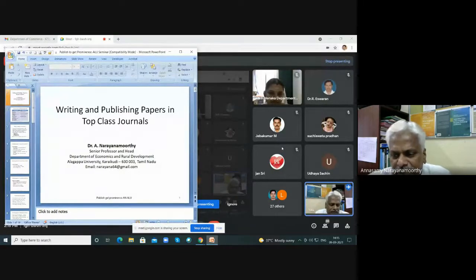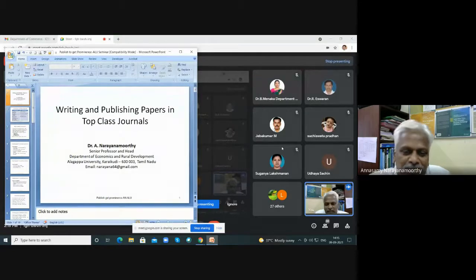Normally, when I review papers, I see this: when the introduction is good, the other parts will also be good. If the introduction is not good, the other parts will not be good. That is what you can see. I told you to check any papers, Economic and Political Weekly, Indian Journal of Agricultural Economics, and others.